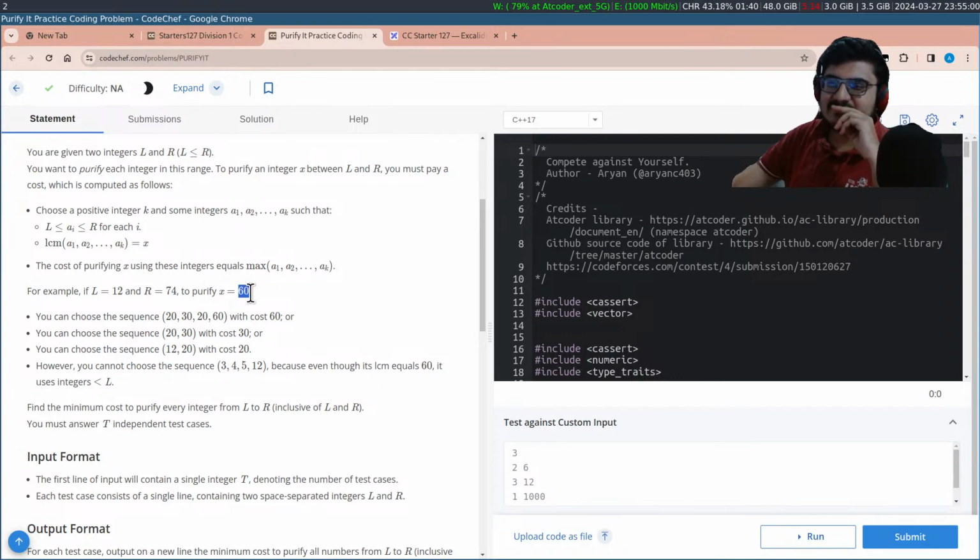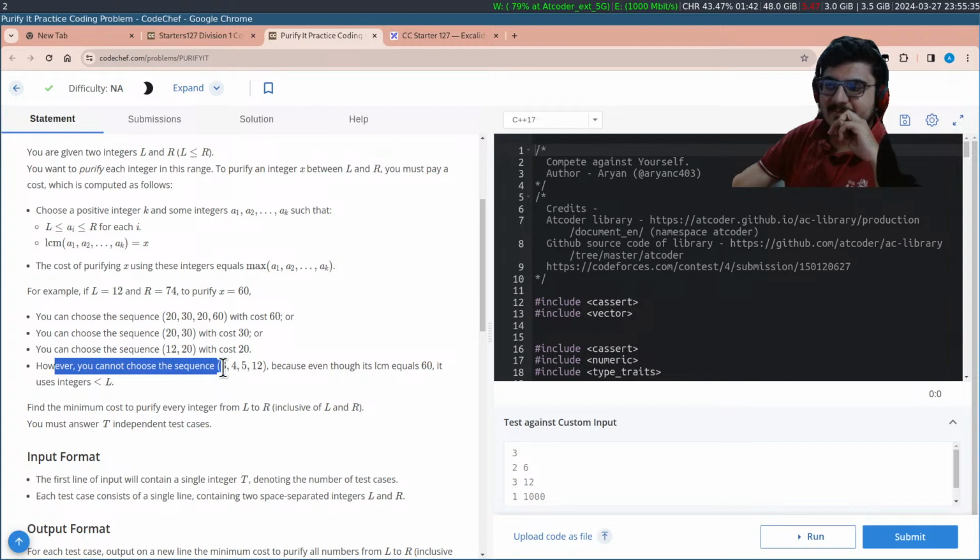So to purify 60, we can choose the sequence 20, 30, 60 with cost 60. If you look at the LCM of these numbers, it's 60 and the maximum is also 60. But we can also choose 20 and 30. The LCM of 20 and 30 is 60, and the maximum is 30, so the cost is 30. Or the other way to look at it is we can choose 12 and 20. The maximum would be 20 and the LCM of 12 and 20 is 60. And we can see there is no other way to get a cost lower than 20.